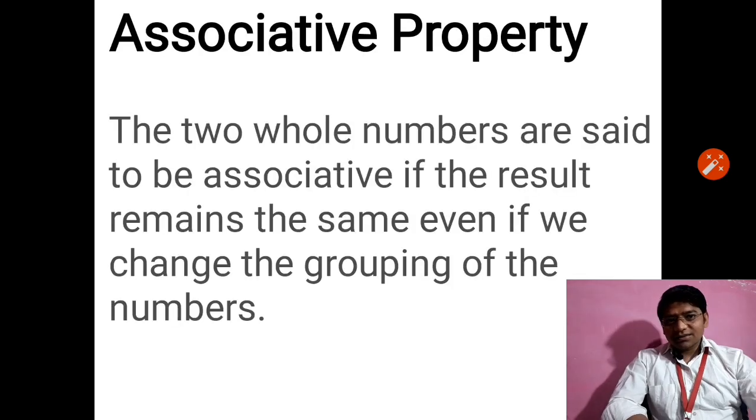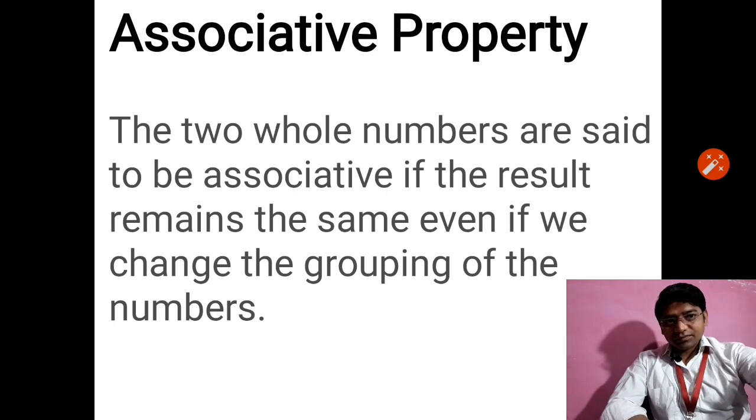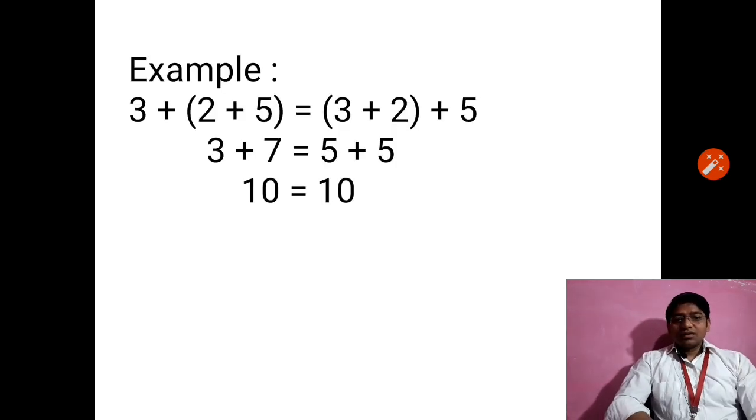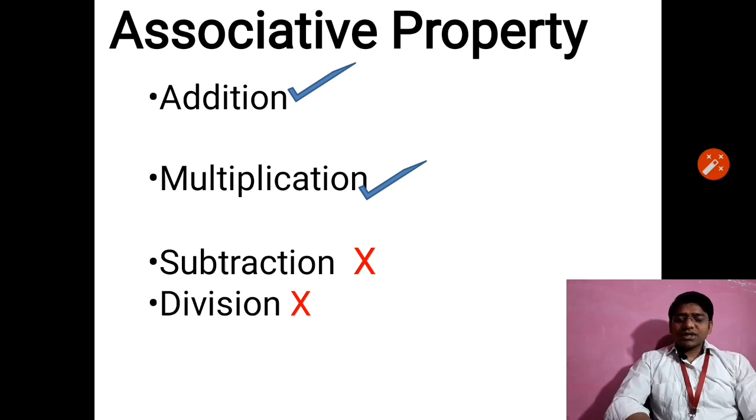Then we learned the associative property, where we learned that numbers are said to be associative if the result remains the same when we change the grouping of the numbers. If we have three integers and change the grouping of adding them, the result doesn't change. And the same with multiplication, but this property was not applied to subtraction and division.